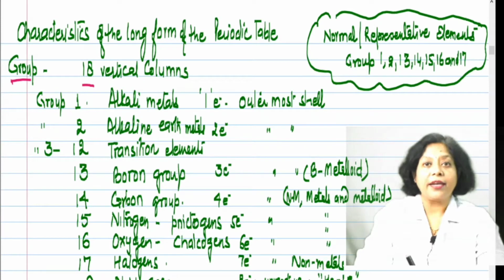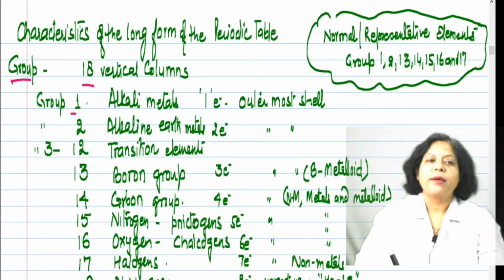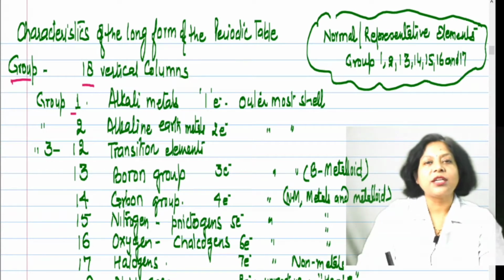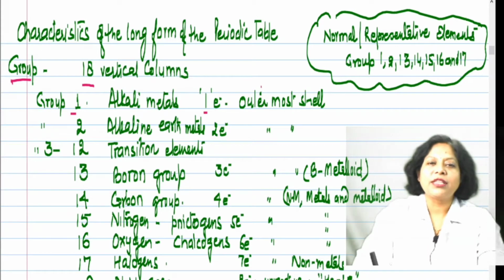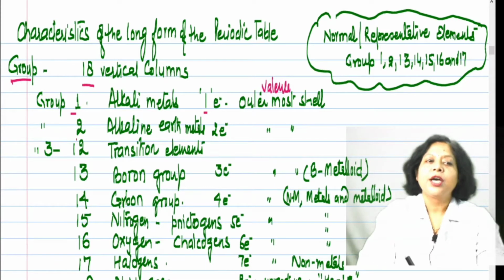Now group 1 is known as the alkali metal group. Why? Because it forms with water an alkali, the water soluble base. The speciality is it has just one electron in its outermost shell, or we call this the valence shell. Then group 2 is also known as alkaline earth metal. It has 2 electrons in the outermost shell, or it has 2 valence electrons.